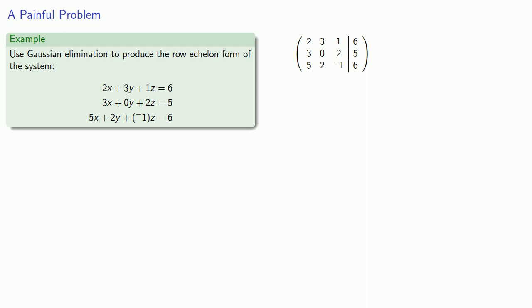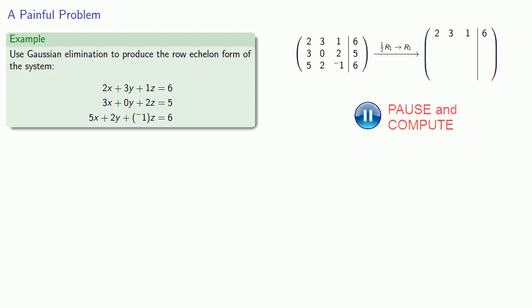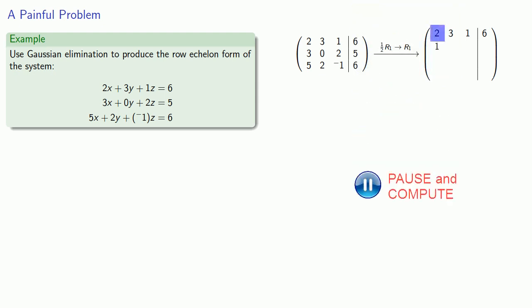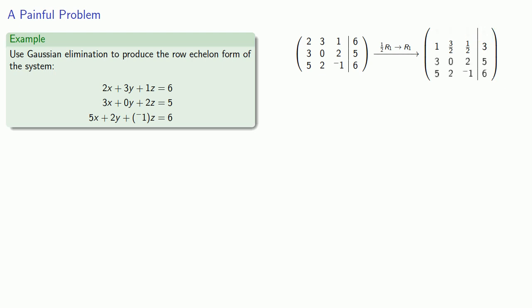Now our first row pivot is 2, so we need to multiply that first row by 1/2 to make that pivot equal to 1. And so we'll multiply each term in that first row by 1/2. 2 times 1/2 is 1. 3 times 1/2 is 3/2. 1 times 1/2 is 1/2. And 6 times 1/2 is 3. We no longer need the original first row, and the other two rows remain unchanged.